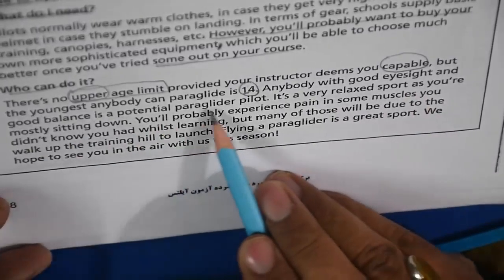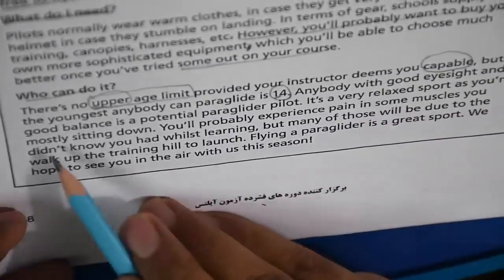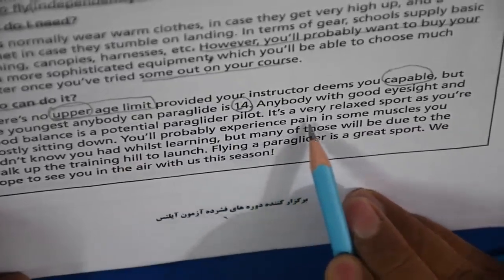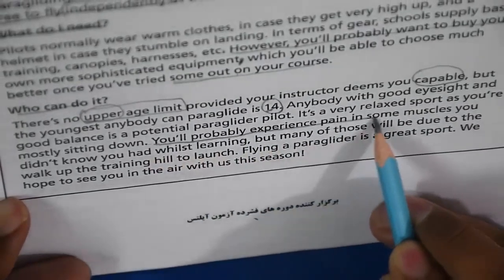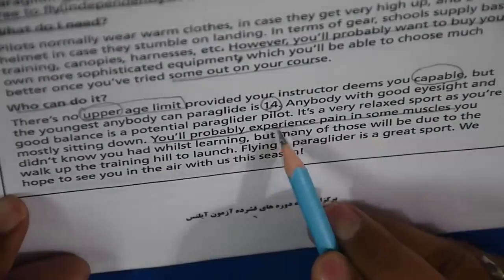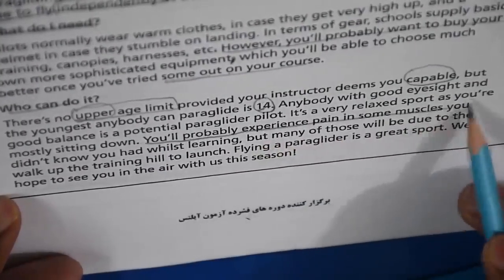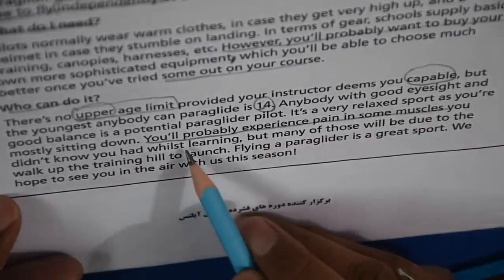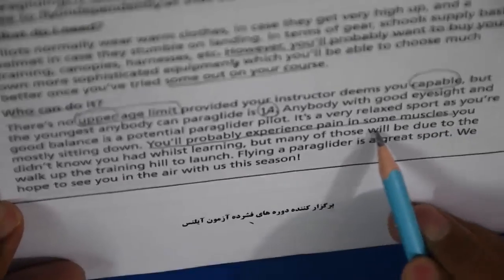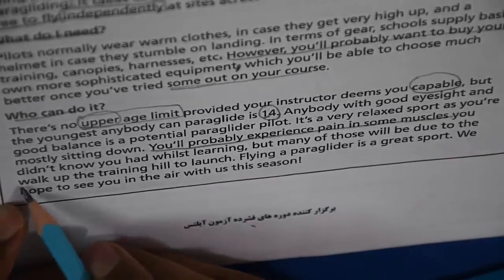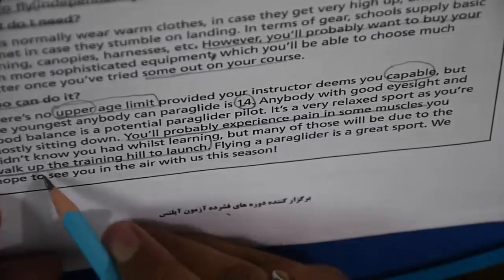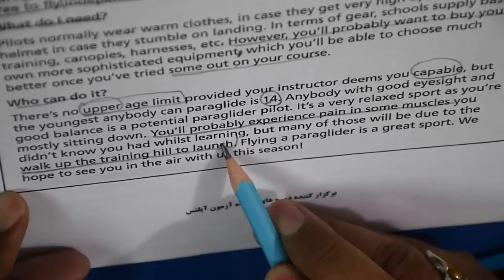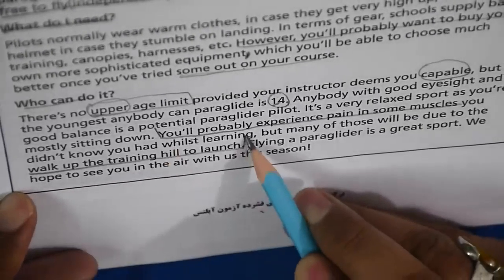We'll have to see uphill walk. Okay, good balance is potential. Paragliding is a very relaxed sport and you are mostly sitting down. You will probably experience pain in some muscles. Okay, be alert. The answer is here. You will probably experience pain in some muscles you didn't know you had whilst learning. But many of those will be due to the walk up the training hill to launch. Uphill walk and walk up the training hill to launch. So from here to here we've got the answer.